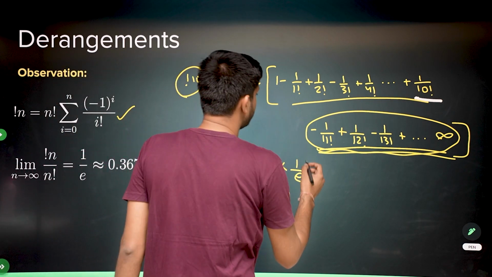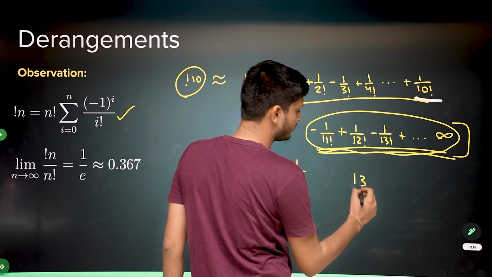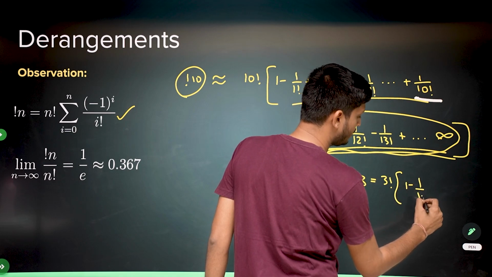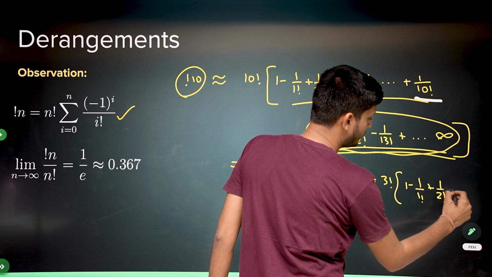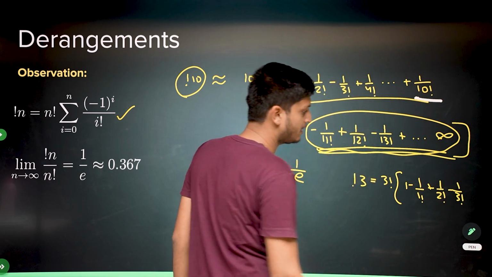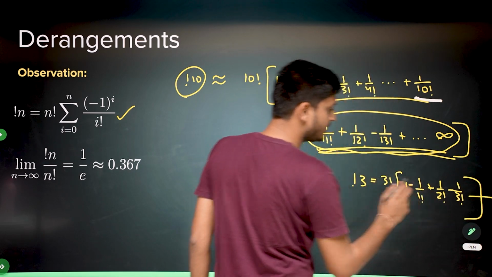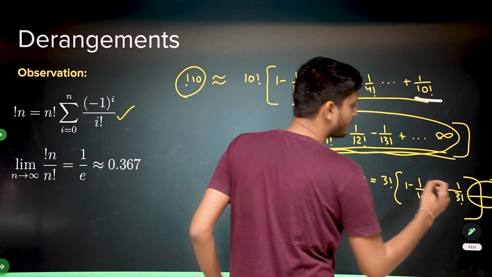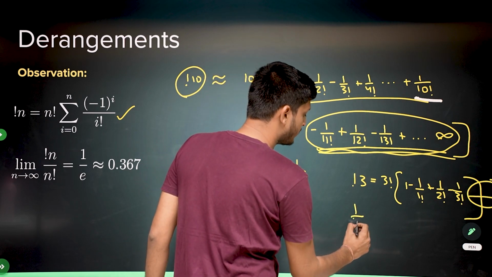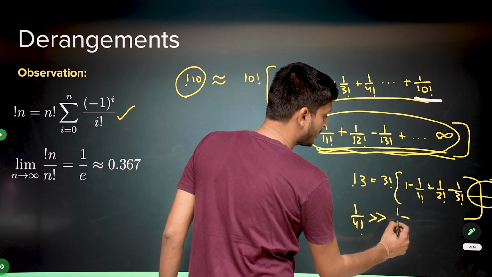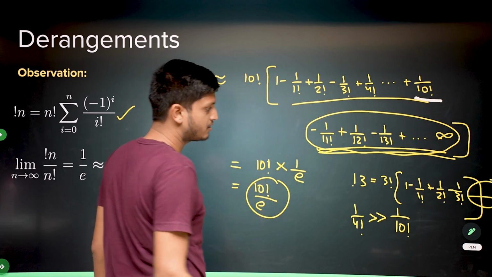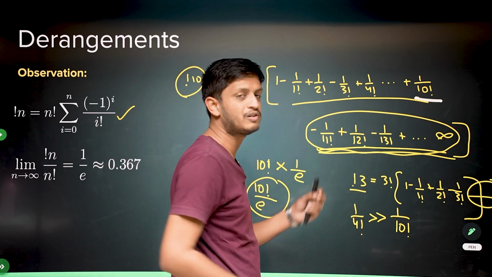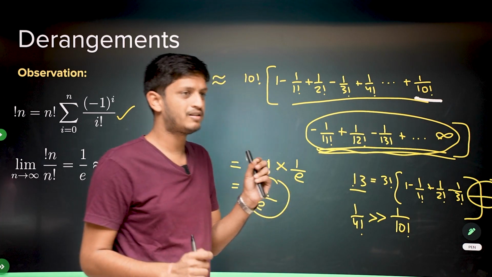See, we cannot do it for subfactorial of 3. Because subfactorial of 3 will be factorial 3 times 1 minus 1 by 1 factorial plus 1 by 2 factorial minus 1 by 3 factorial. I cannot add the other terms here, because the difference will be large. Since we are adding larger terms, 1 by 4 factorial is very, very large as compared to 1 by 10 factorial. So you cannot say that subfactorial of 3 is approximately equal to 3 factorial upon e. It will be, but the difference will be large.